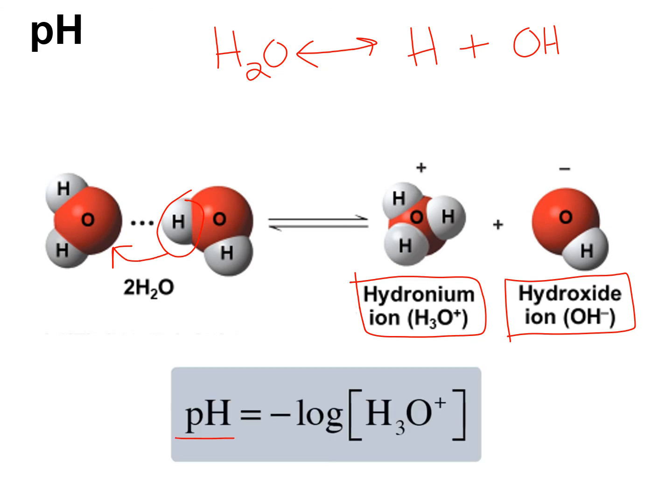Now pH is a measure of how much hydronium ion is present. Technically, pH is the negative log of the concentration of hydronium ion. Most of the time we don't refer to this as hydronium ion. Instead we just write it as the hydrogen ion. So basically pH is the inverse log of the concentration of hydrogen ions in liquid water.